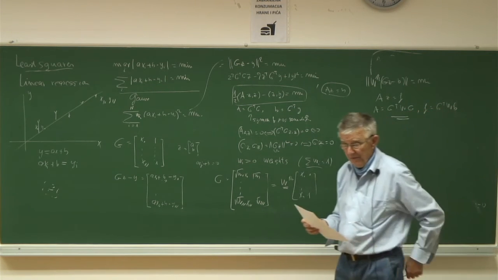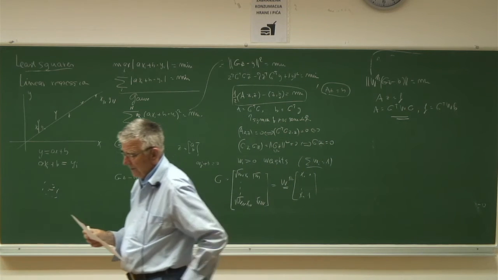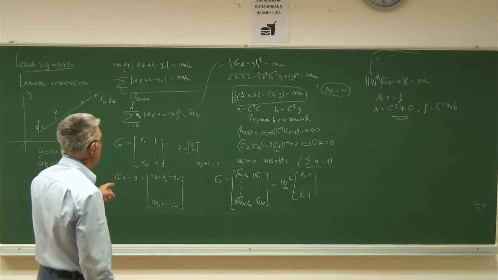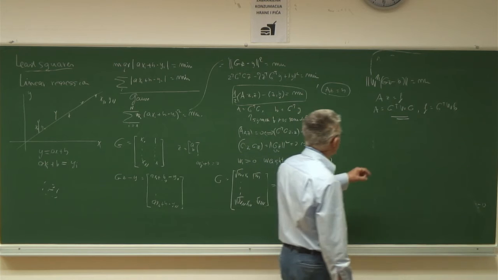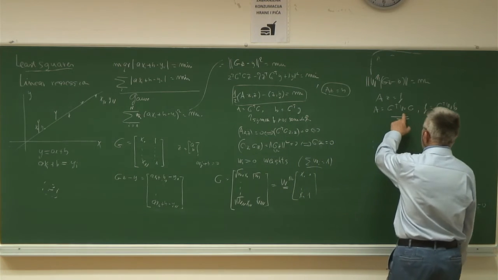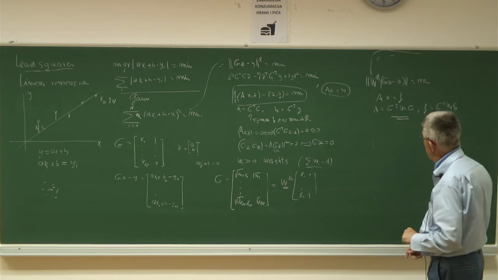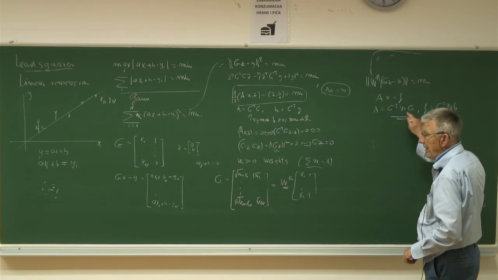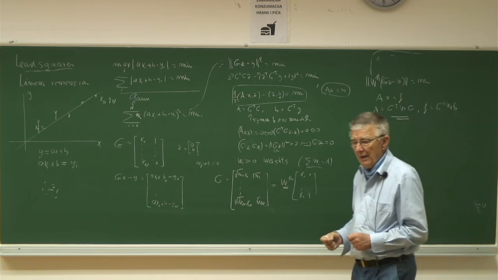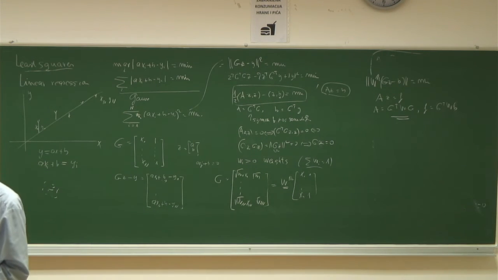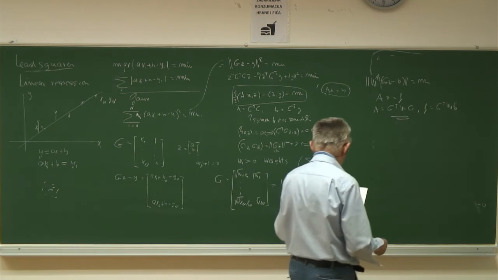Well, this matrix is again positive definite, which can be easily checked with the same conditions as here, because the matrix W is itself positive definite because it has positive weights on the diagonal. So we end up again looking at G as deciding on positive definiteness.